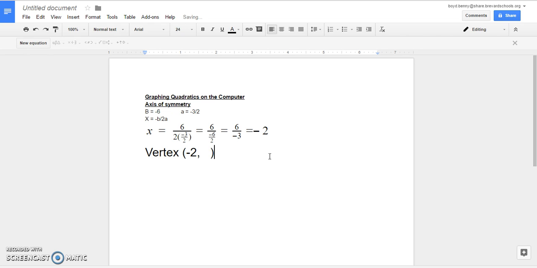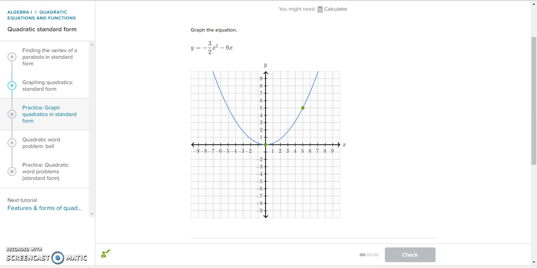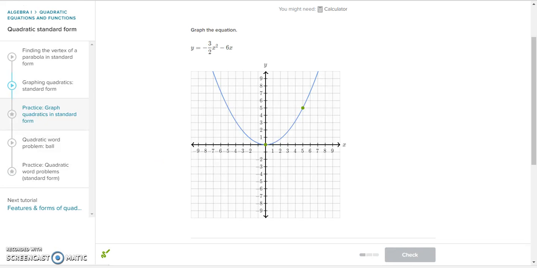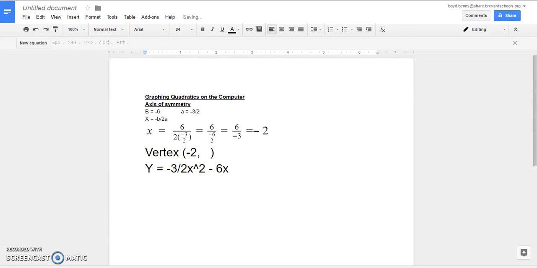Now, to find my y part of my vertex, I'm going to plug that into the original equation. So let me go back and get that. y equals negative 3 over 2x squared minus 6x. Okay, so y equals negative 3 over 2 times negative 2 squared minus 6 times negative 2.